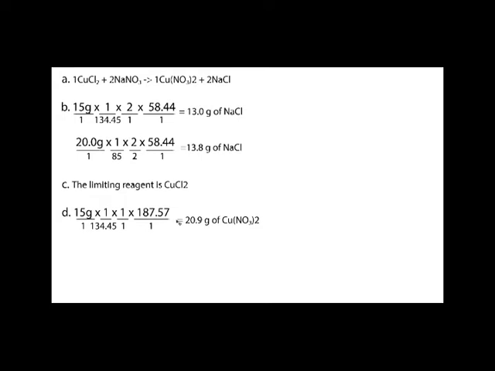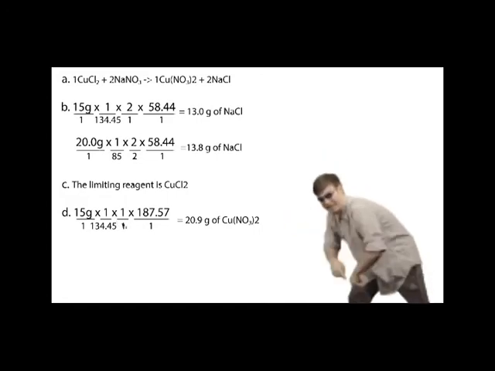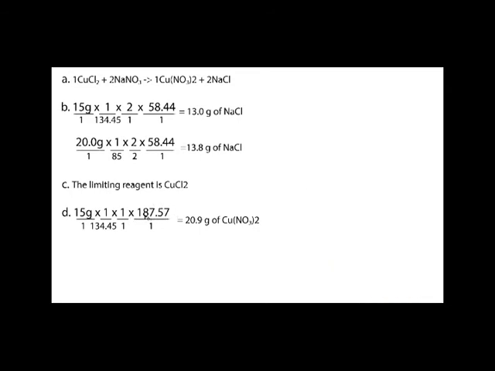Setting up the equation, the copper chloride is divided by its molar mass, multiplied by its mole-to-mole ratio in 1/1, and molar mass of copper 2 nitrate, 58.44. The answer, in accordance with sig figs, is 20.9 grams of copper 2 nitrate.